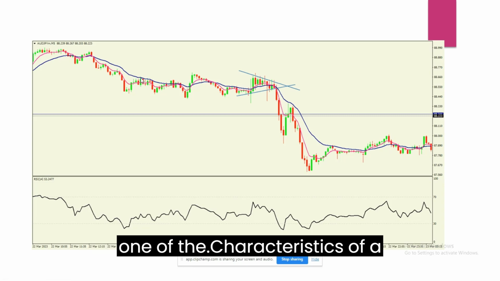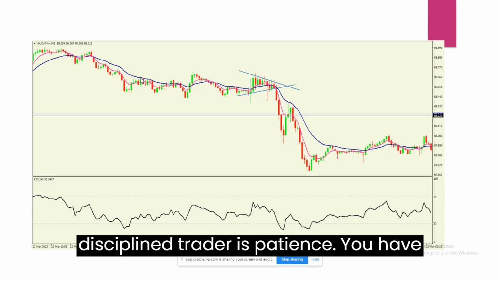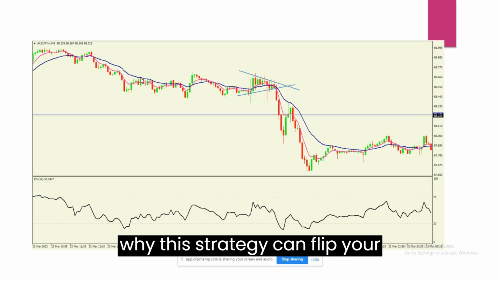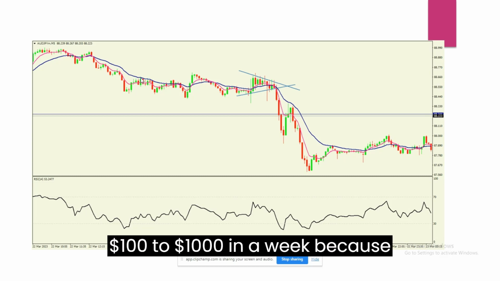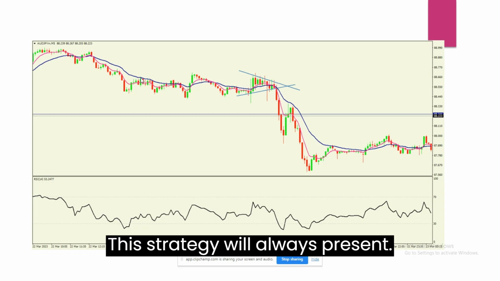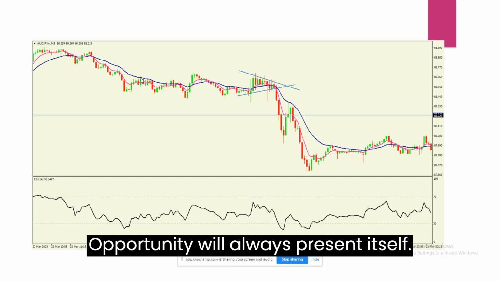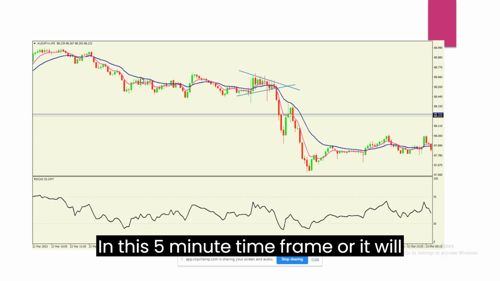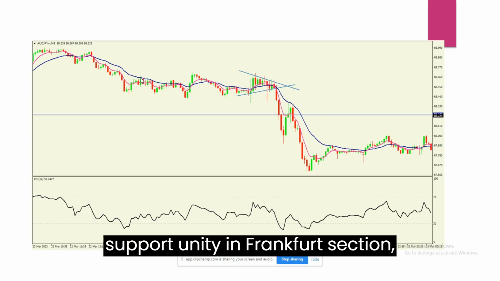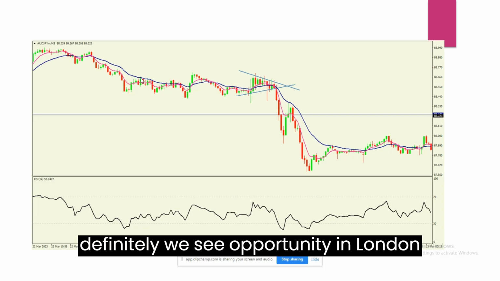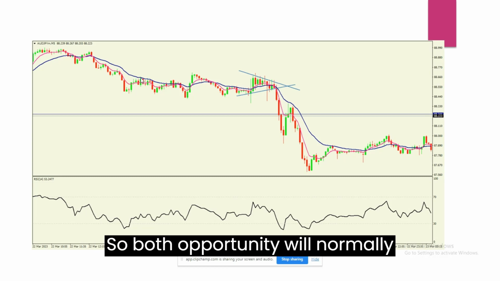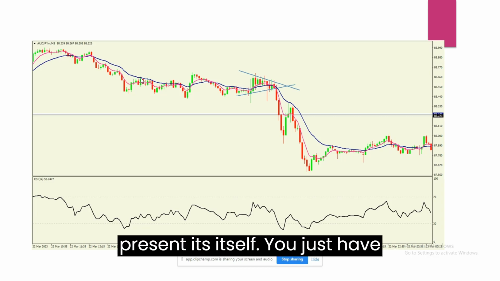One of the characteristics of a disciplined trader is patience. You have to be patient, and that is why this strategy can flip your $100 to $1,000 in a week, because in the 5 minutes time frame, opportunity will always present itself. If we didn't see an opportunity in the Frankfurt session, definitely you will see one in the London session or New York session.